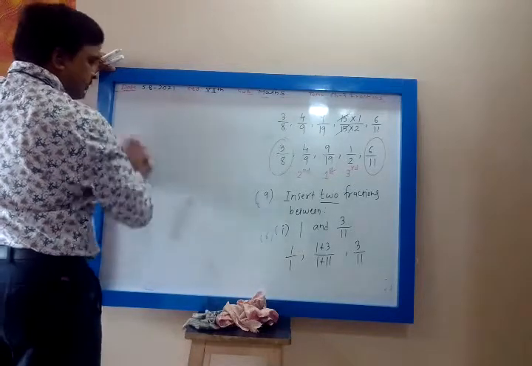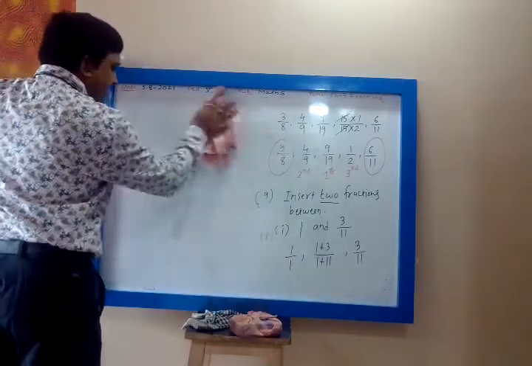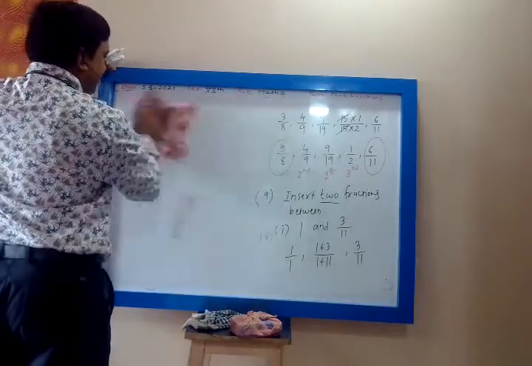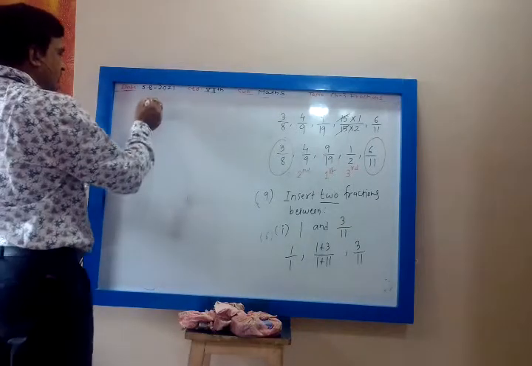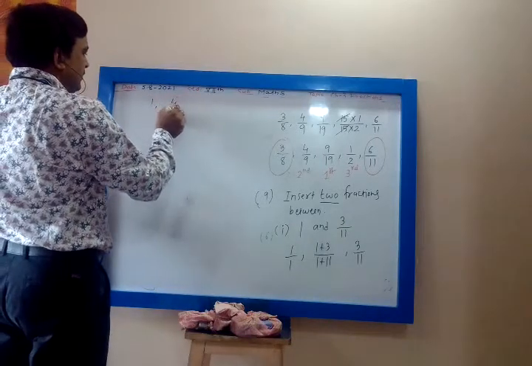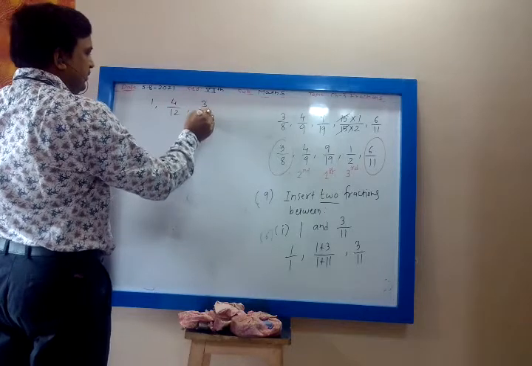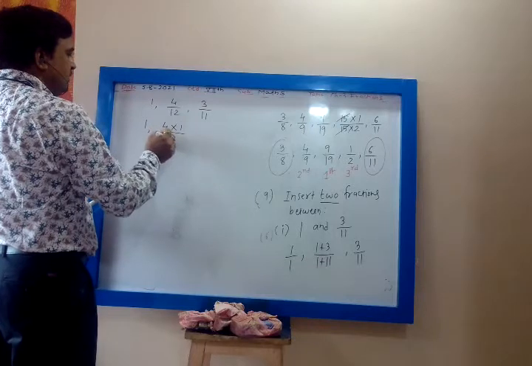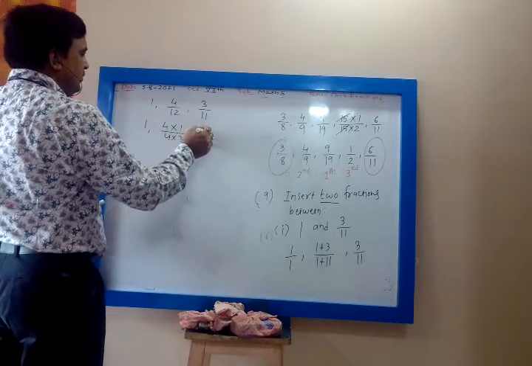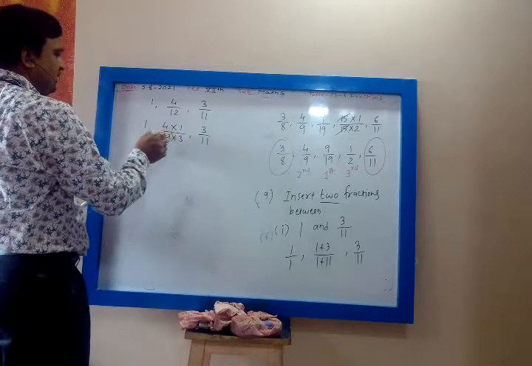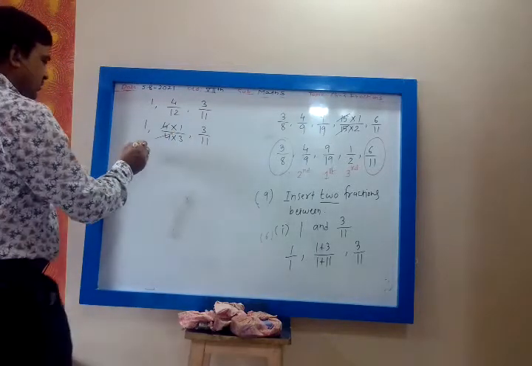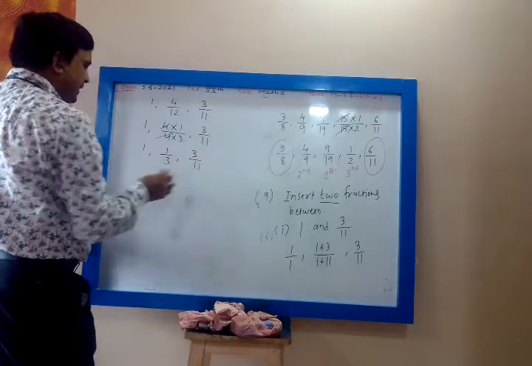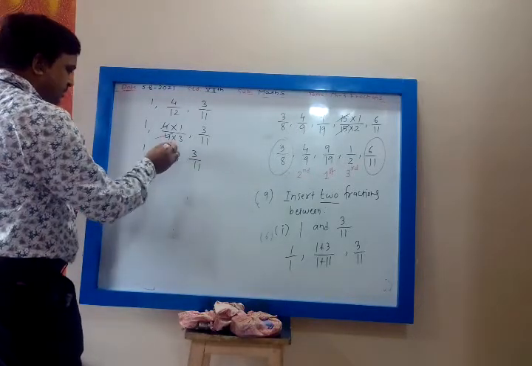So what is that? 1 upon 1 is 1, then 4 by 12, then 3 by 11. But 4 upon 12 you have to write in lowest terms: 4 into 1, 4 3s are 12. The 4 gets cancelled. So that is 1, 1 by 3, 3 by 11. So 1 by 3 is the first fraction.